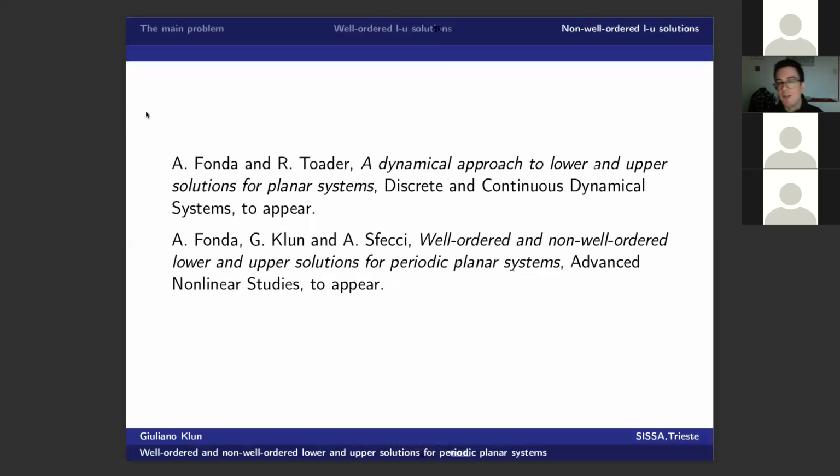And with this, I have really concluded. I only leave you with the references to our article, that is the second, and the first article, that is an article by Professor Fonda and Professor Rodica Toader, that gave us the main ideas and developed the first idea and the most important points that allow us to generalize the result here presented to the well-ordered and non-well-ordered case for periodic planar systems. So with this, I have concluded.